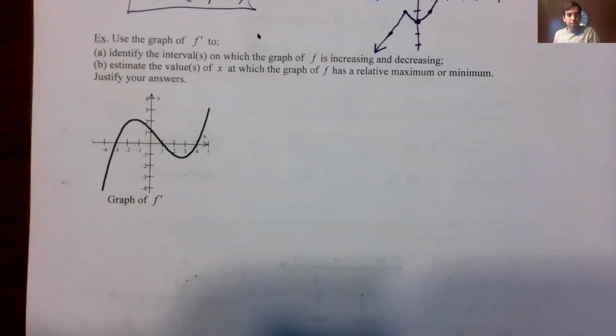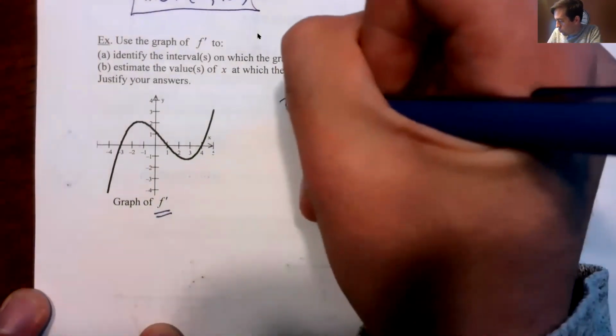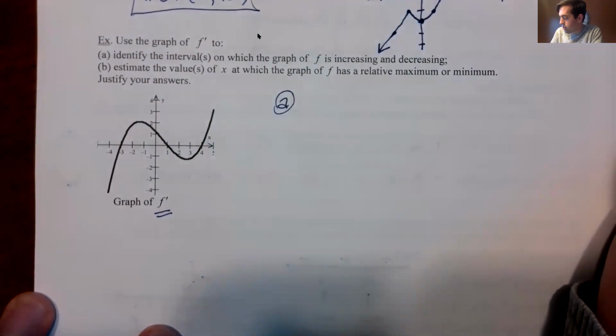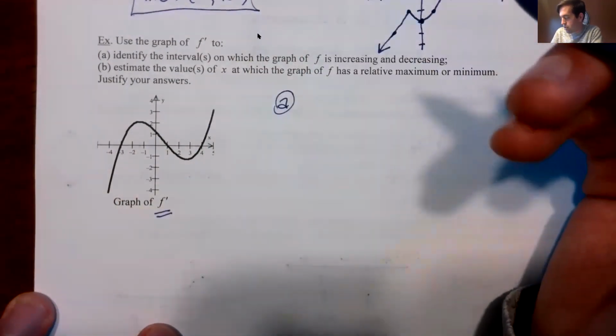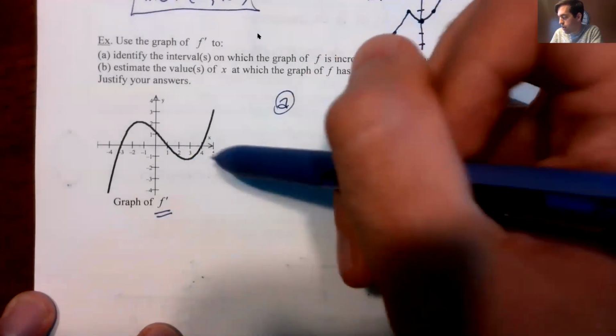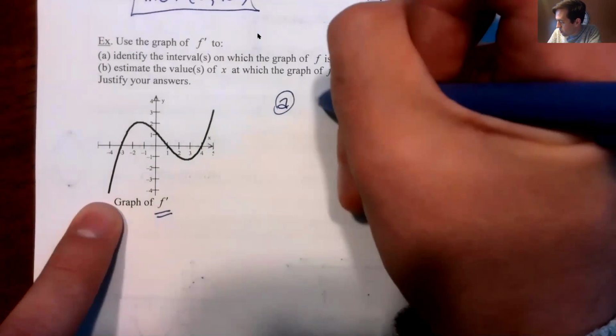Use the graph of f prime to A, identify the intervals on which the graph of f is increasing and decreasing, and B, estimate the values of x at which the graph of f has a relative max or min. Okay, so this is a graph of the first derivative, part A. We're going to figure out where we are increasing or decreasing. So it's not where this graph is increasing or decreasing. This is the slope of the original. So whenever this is negative, the original is decreasing.